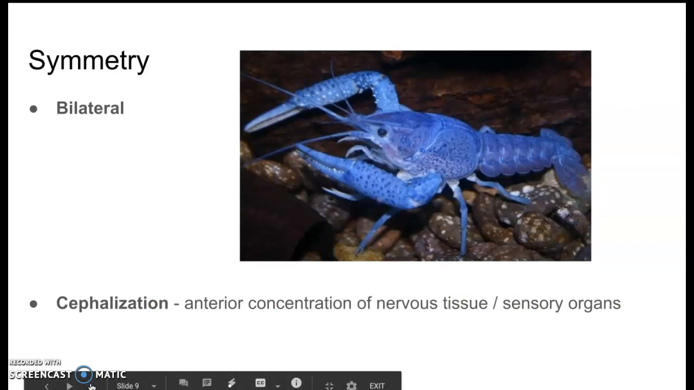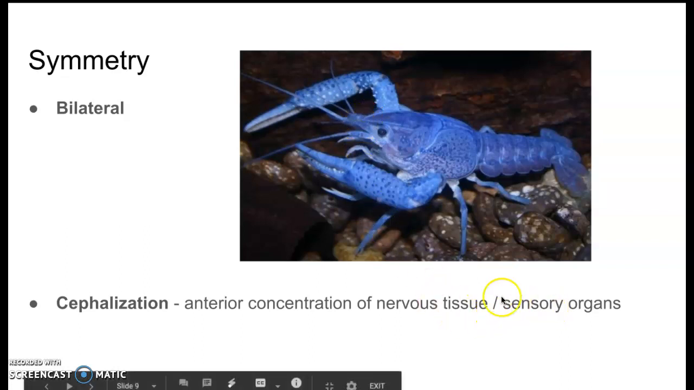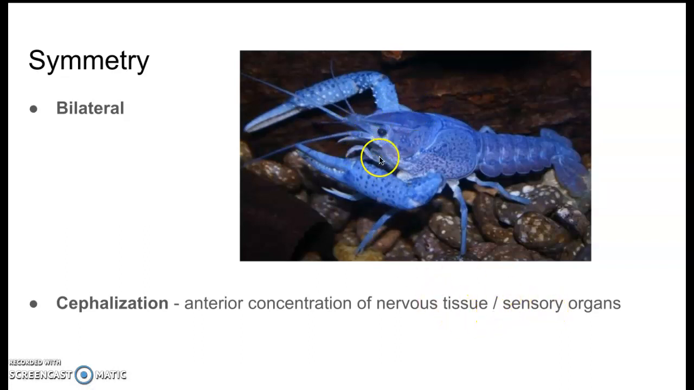Another benefit of bilateral symmetry is that it brought this incredible evolutionary trend, which is called cephalization. Cephalization is essentially the development of the brain. So the nervous system, sensory organs, and a brain that can process this information.